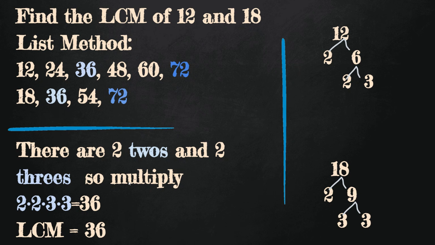Then you ask the question, what numbers appear? Well, 2s and 3s appear. Which one of these has the most 2s? The 12 does. And there are 2 of them. So I take 2 2s and I put them here. Which of them had the most 3s in the prime factorization? 18 did. So I put 2 3s here. And then I just multiply it all back together to get 36. Notice how my answer is 36 for the list version, and I get the same exact answer using prime factorizations.